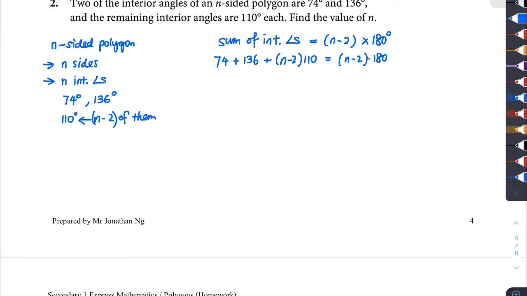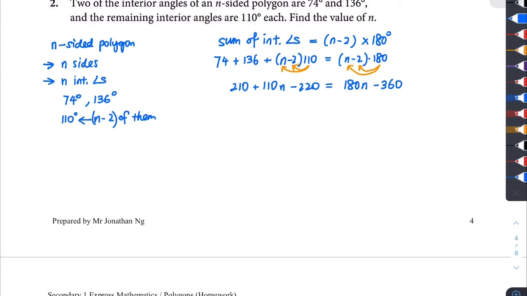Before we begin with anything, we simplify the first two. 74 plus 136 is 210. So we have 210 on the left. On the right, we will need to expand. When we expand, remember to expand carefully. So we got 210 on the left, we have 110n minus 220, and we have 180n, don't forget the n, and we have 360 over there.